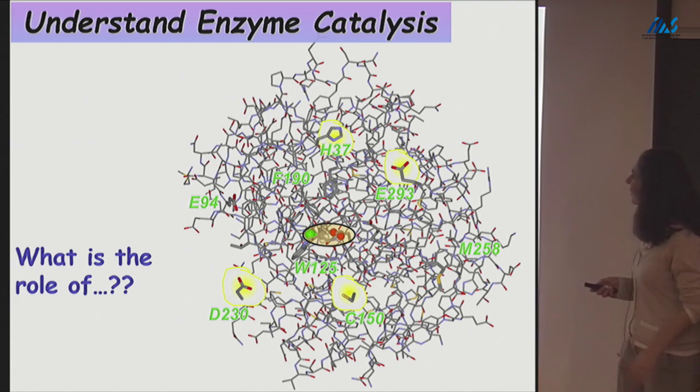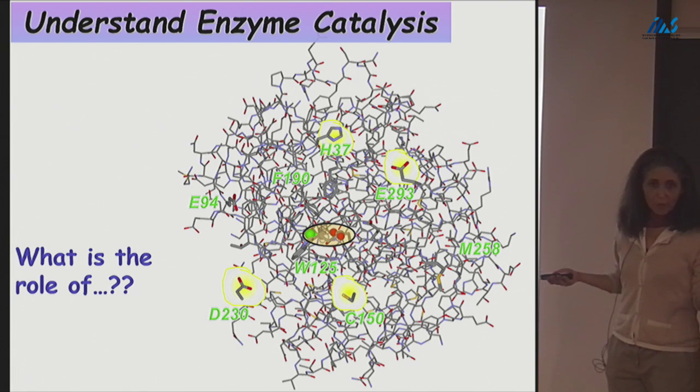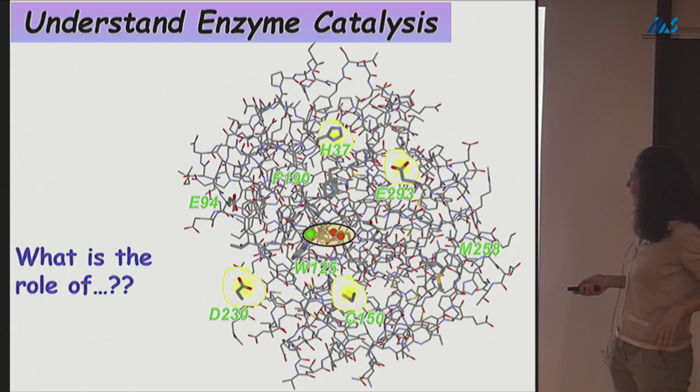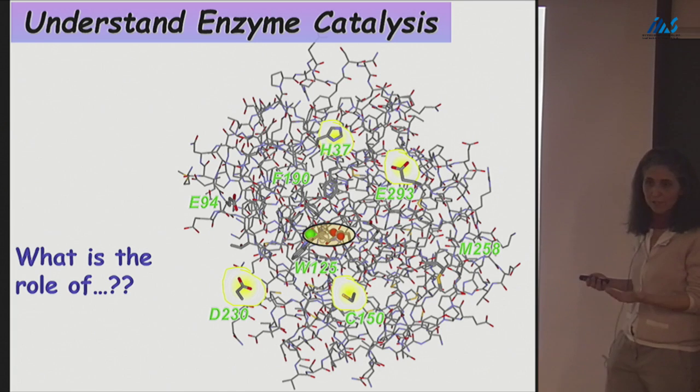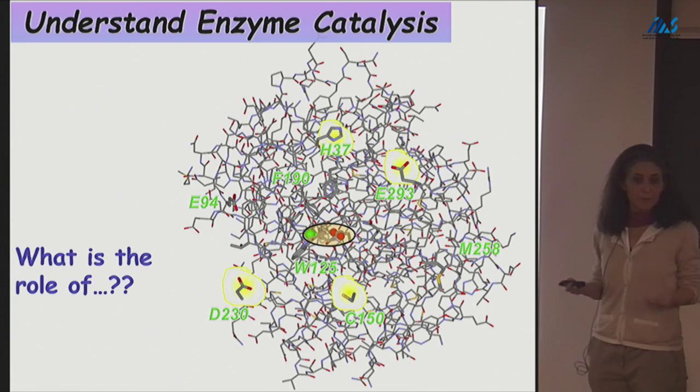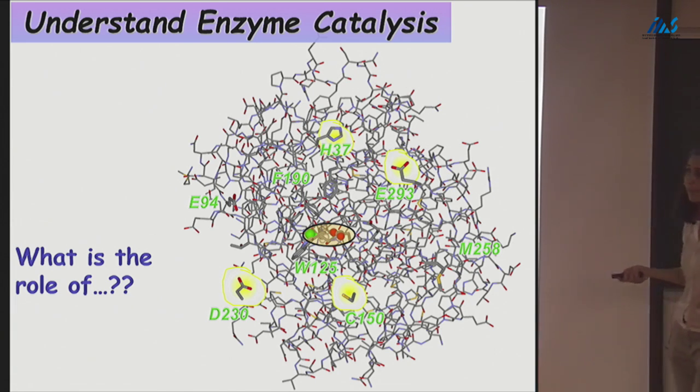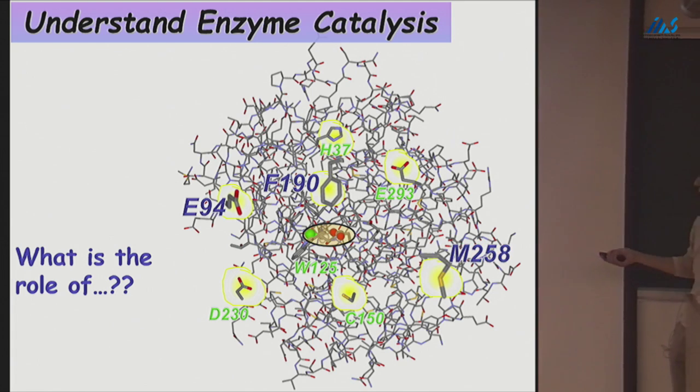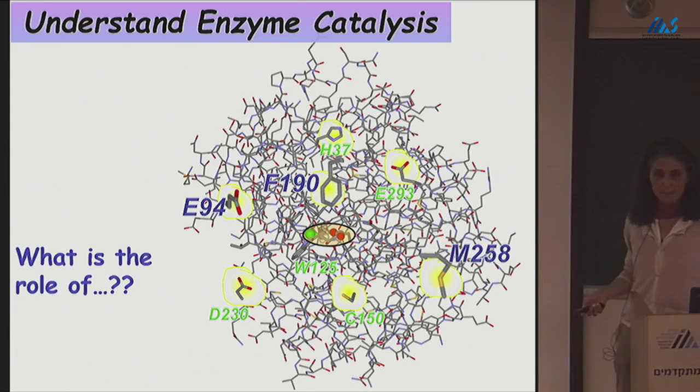Okay, so we know enzymes are very complex systems, and part of the complexity is that there are many, many residues, and we actually don't know the role of each one of them. It would be nice to be able to understand the role of each one of them. For example, in this system, if this is my reactive part, what would be the role of these random residues that I am picking here?